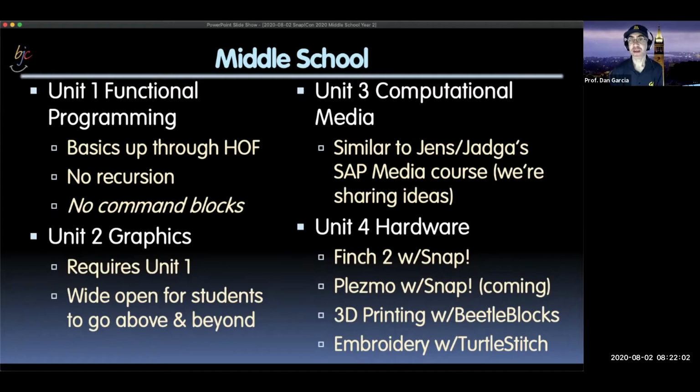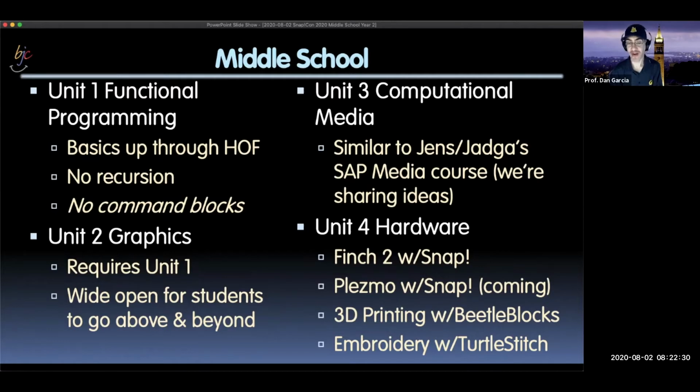Computational media. Jens and Yadga have created this delightful SAP course, and we've been in conversation about how we could share ideas, how I could share a project that I created, and they would share a project they created. It's just so wonderful to have this collaboration across the pond. So computational media will be me taking as many great ideas as I can from their session, as well as from Mark Guzdial and from other folks, which would be great.